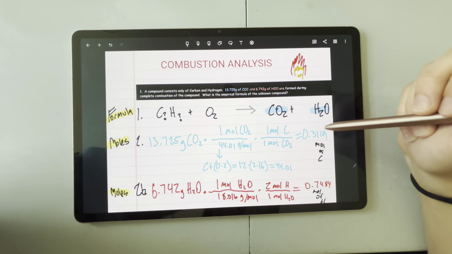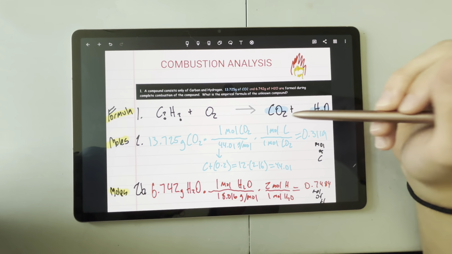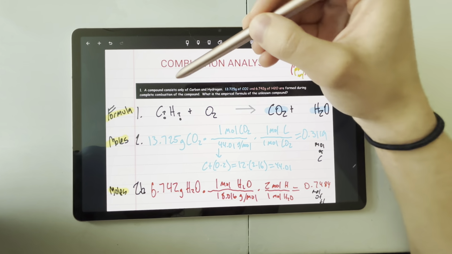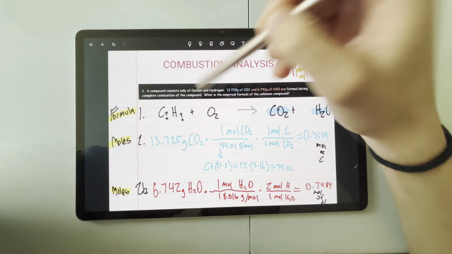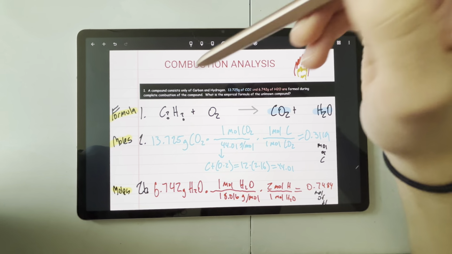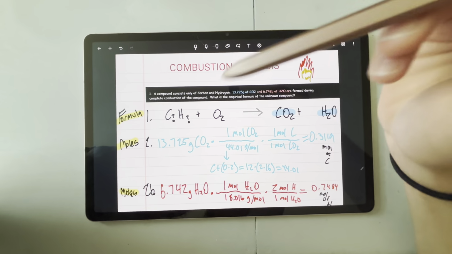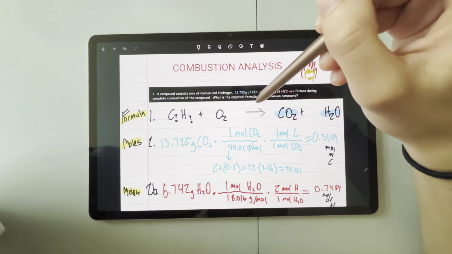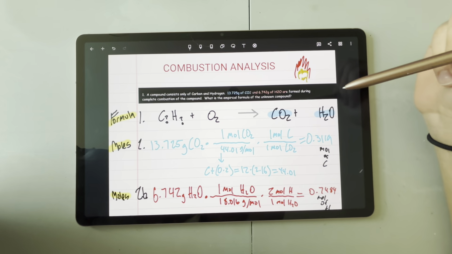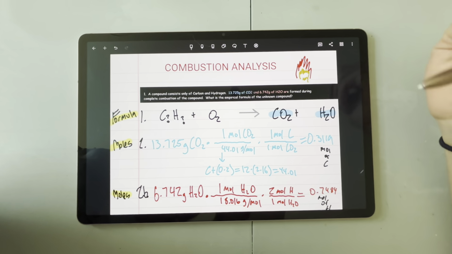You're going to be writing out your formulas, and you want to see exactly what's happening in the question. So you want to read the question out, and we see that there's only carbon and hydrogen. I dive into oxygen later. Only carbon and hydrogen. It reacts with O2, and it forms 13.725 grams of carbon dioxide and 6.42 grams of H2O.